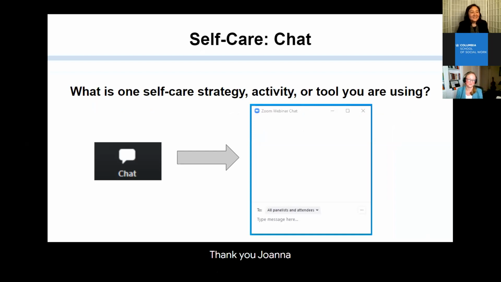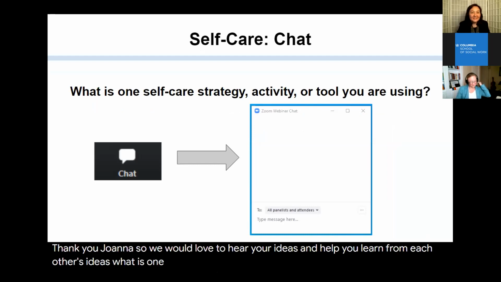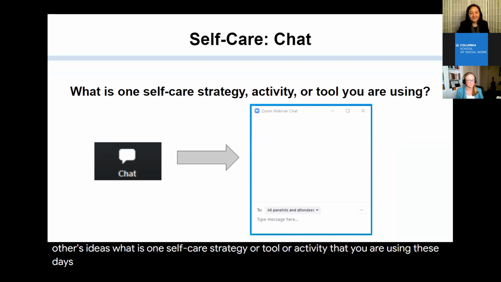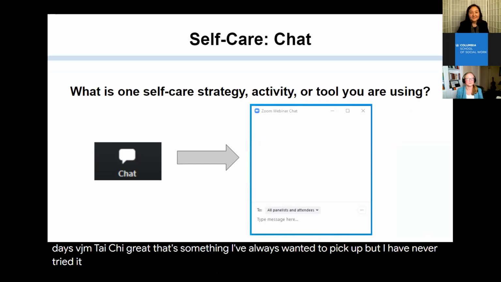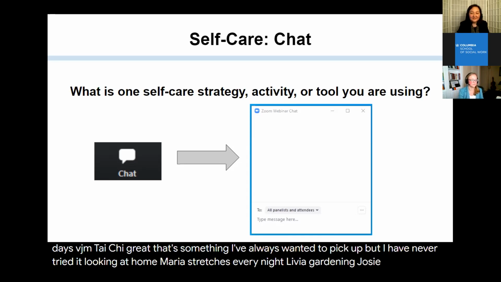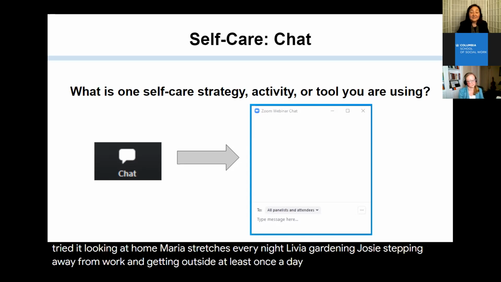Thank you, Johanna. So we would love to hear your ideas and help you learn from each other's ideas. What is one self-care strategy or tool or activity that you are using these days? Ooh, VJM, Tai Chi. Great, that's something I've always wanted to pick up, but I have never tried it. Annie, cooking at home. Maria, stretches every night. Olivia, gardening. Josie, stepping away from work and getting outside at least once a day. Nancy, baking. Good. All right, what else do we have?